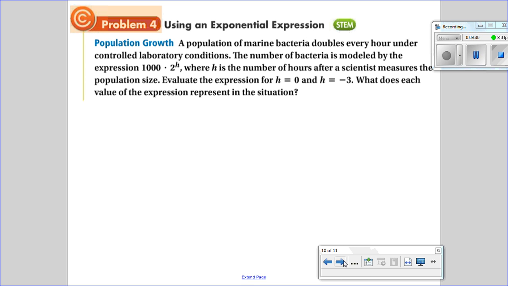And then the last one. So now, what if we're talking about bacteria? Bacteria doubles every hour under controlled laboratory conditions. The number of bacteria is modeled by this equation, where h is the number of hours after a scientist measures the population size. If h is 0 and h is -3, what does each value of the expression represent in the situation?